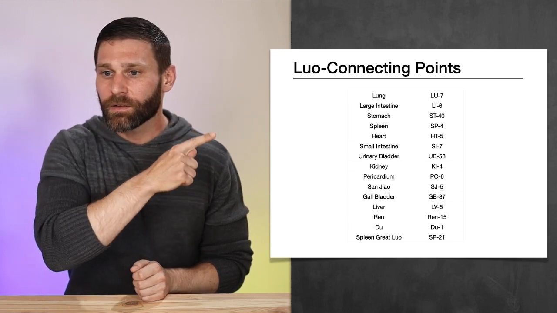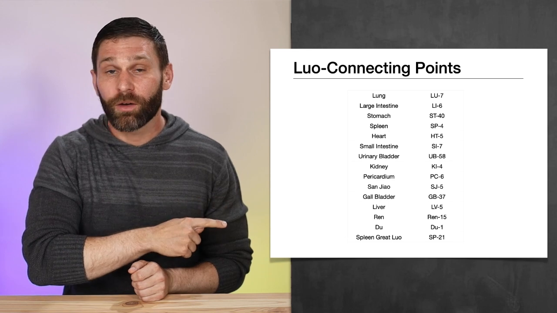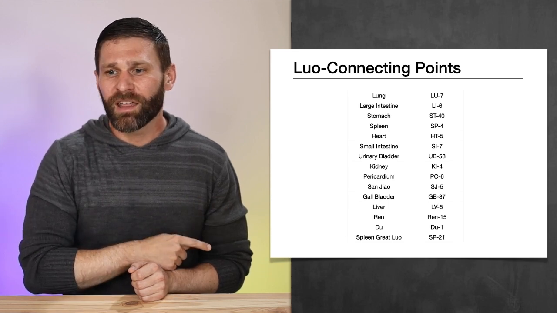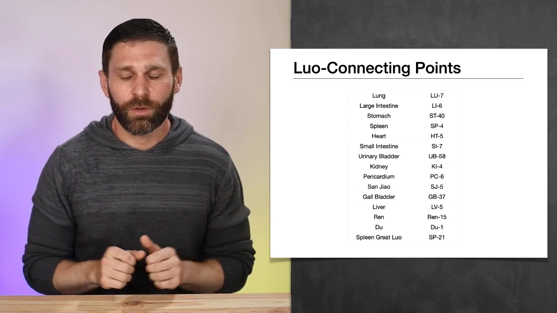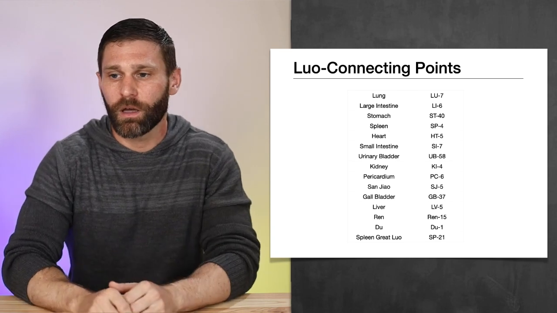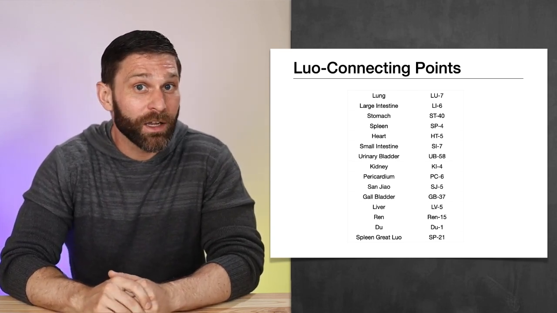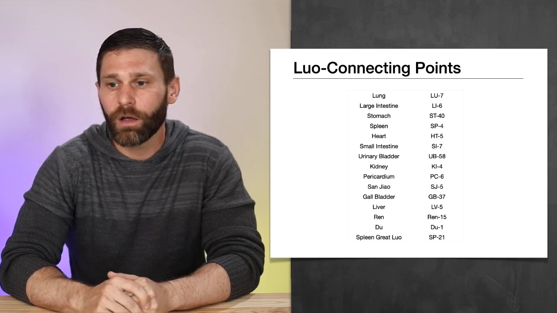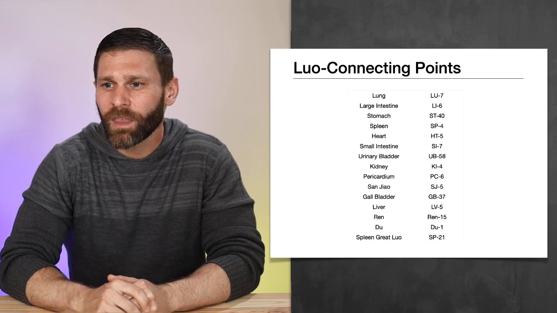So here, these are the 15. We have one for each of the primary channels. We also have one for the Ren and the Du, and then there's an extra one called the Great Luo of the spleen. And I think that's something we'll get to when we talk about either the secondary channels or the actual channels themselves. So there are actually 15 Luo-Connecting points, one for each of the 12, plus extras for the Ren, Du, and Great Luo of the spleen.